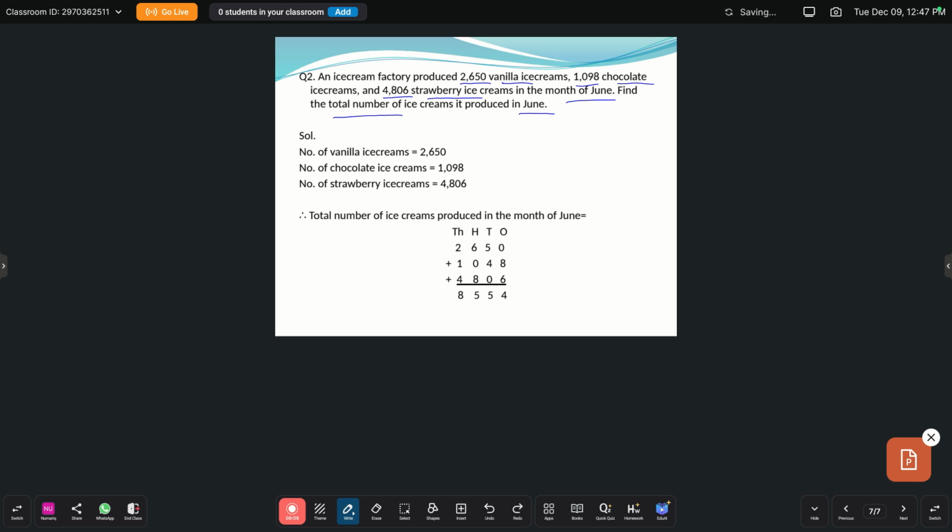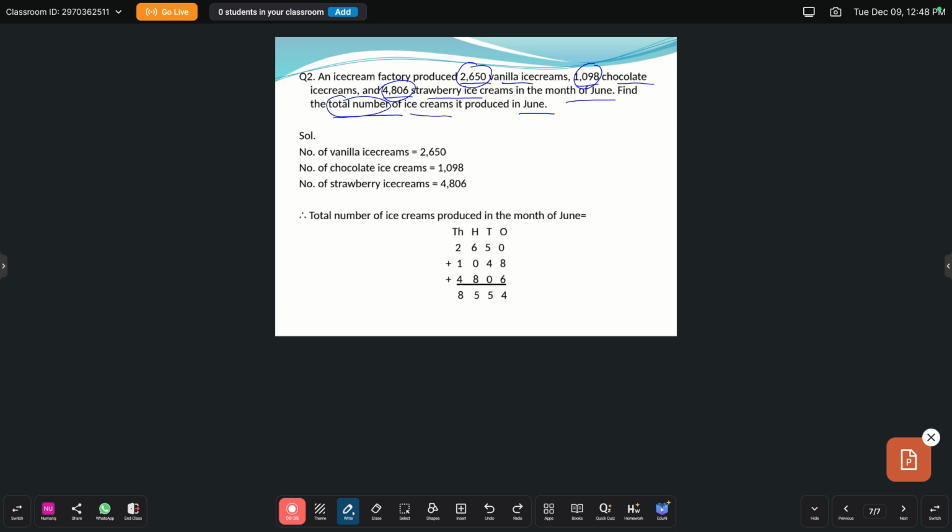So what question says that a factory produced this number of vanilla ice creams and this number of chocolate ice creams and this number of strawberry ice creams in the month of June. What we have to do? We have to find the total number of ice creams it produced in the month of June. So let us solve it.